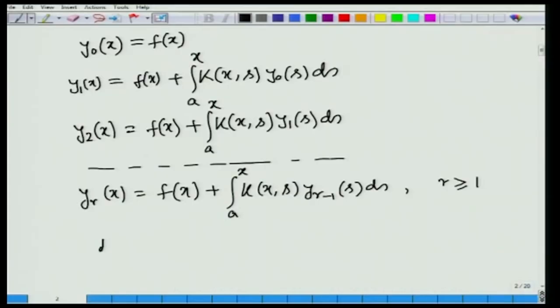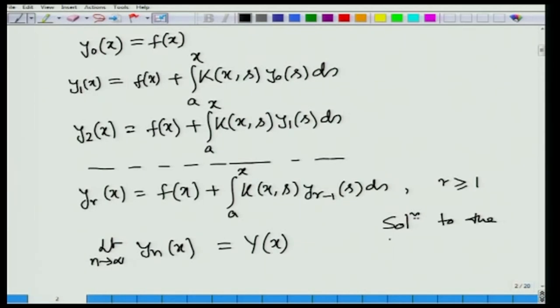So, that means if the limit as n tends to infinity of y_n(x) exists, and if this sequence of functions converges to a function, say y(x), then the solution to the given integral equation (IE stands for integral equation here) is y(x) equal to capital Y(x).